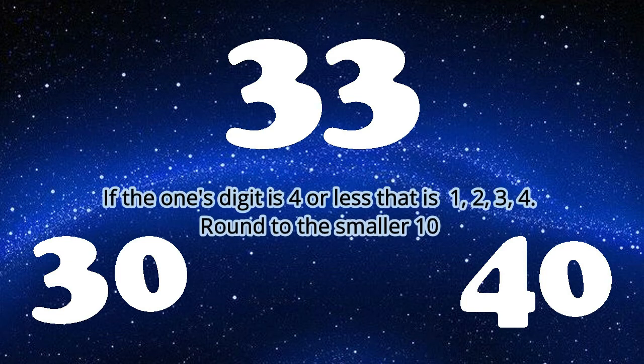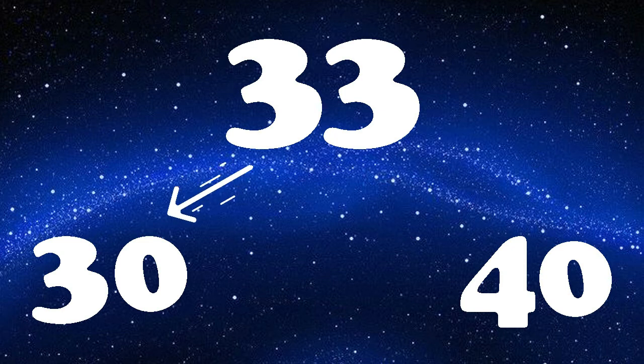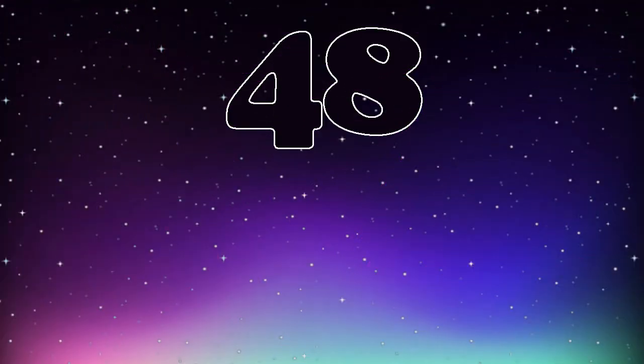First number, we are taking 33. So 33 is a number which is in between 30 and 40. Here the ones place is 3. So we know that if the ones digit is 4 or below, that is 1, 2, 3, 4, we can round down. That means 33, with 3 in the ones place, goes to 30. The number is in between 30 and 40, but 33 goes to 30. Clear?